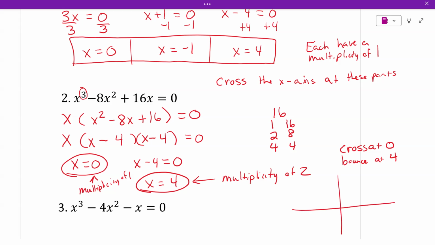So what will it look like? Well, if we end up with x to the third, 1, 2, 3, 4. If we have x to the third and it's positive, it's going to end going up, right? The end behavior. So it's going to bounce at 4 and cross at 0. So the graph will look something like that. It'll cross at 0 and bounce at 4. And that's a cubic equation.